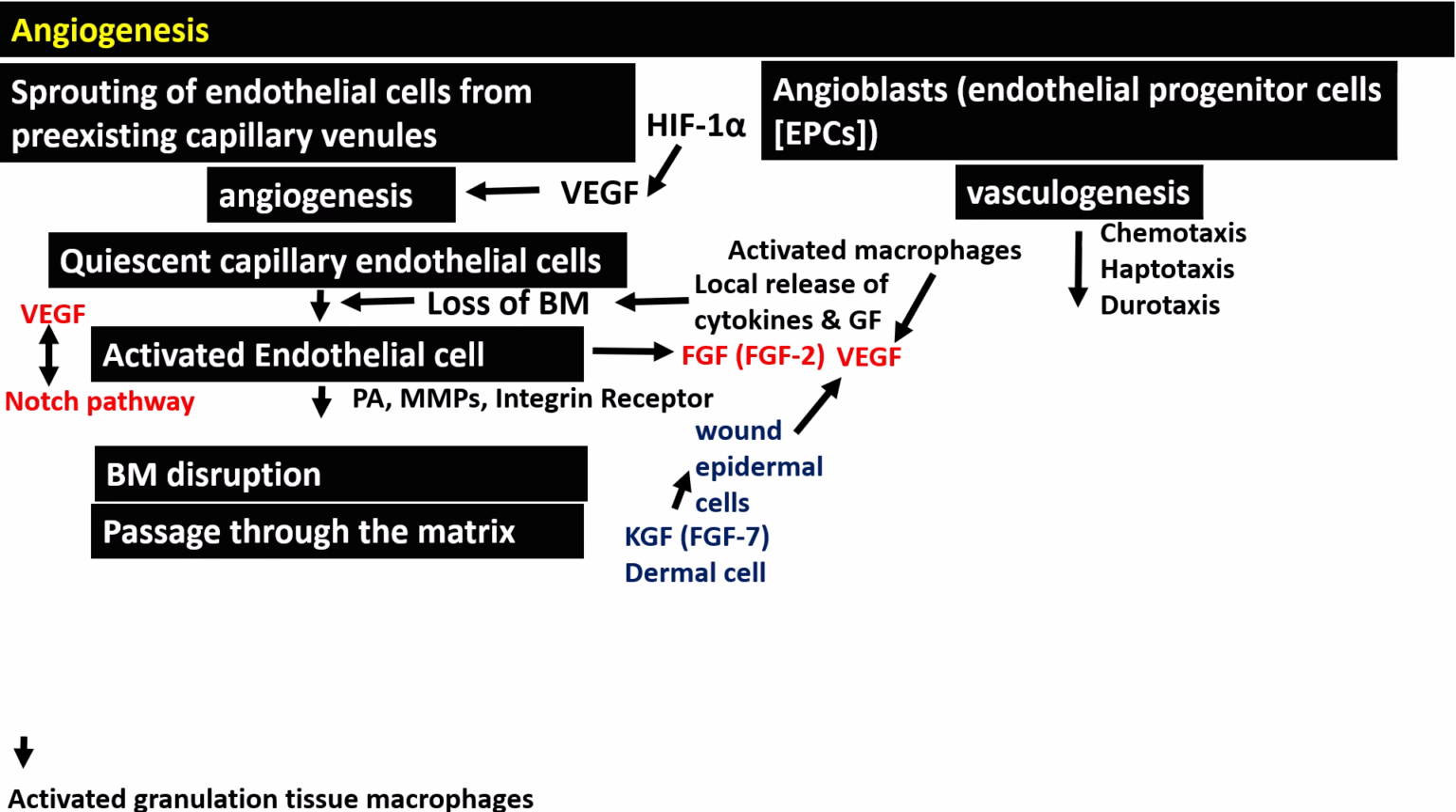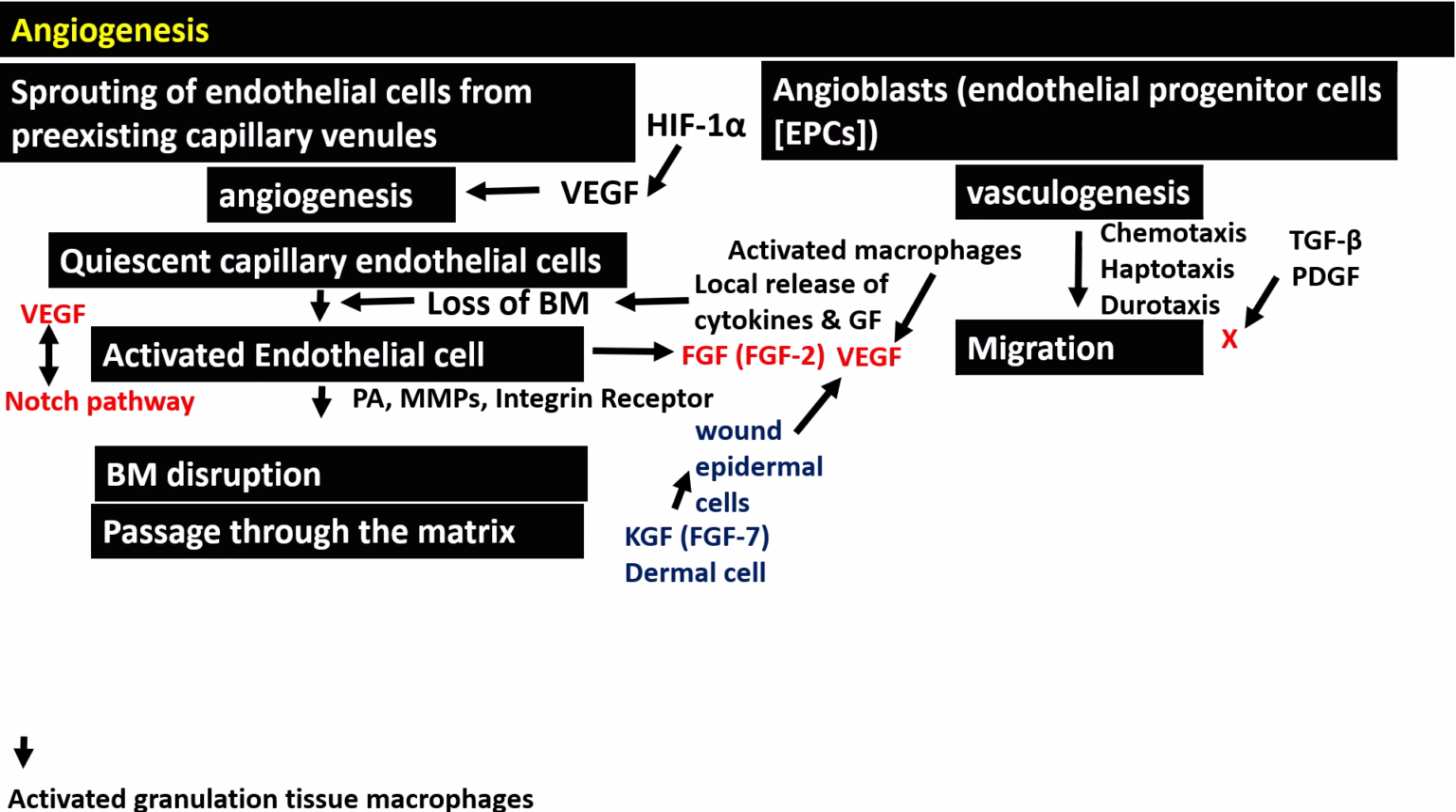Vasculogenesis occurs by various processes: chemotaxis, haptotaxis, and durotaxis. Chemotaxis is the migration along the soluble cytokine gradient, while haptotaxis is the migration that is guided by extracellular matrix proteins. Durotaxis is a term that is used for migration that is driven by mechanical signals in the matrix.